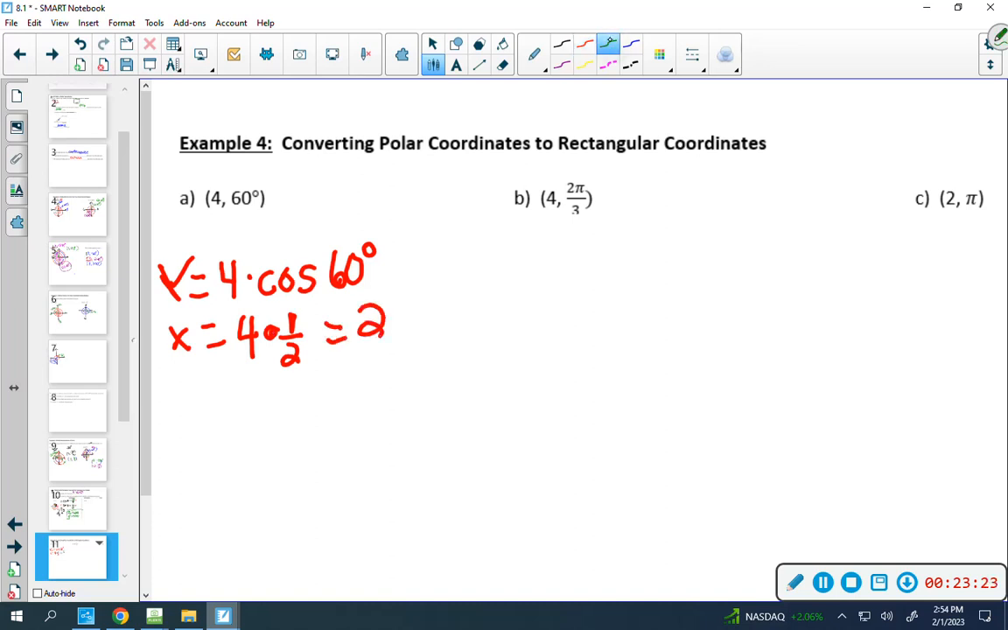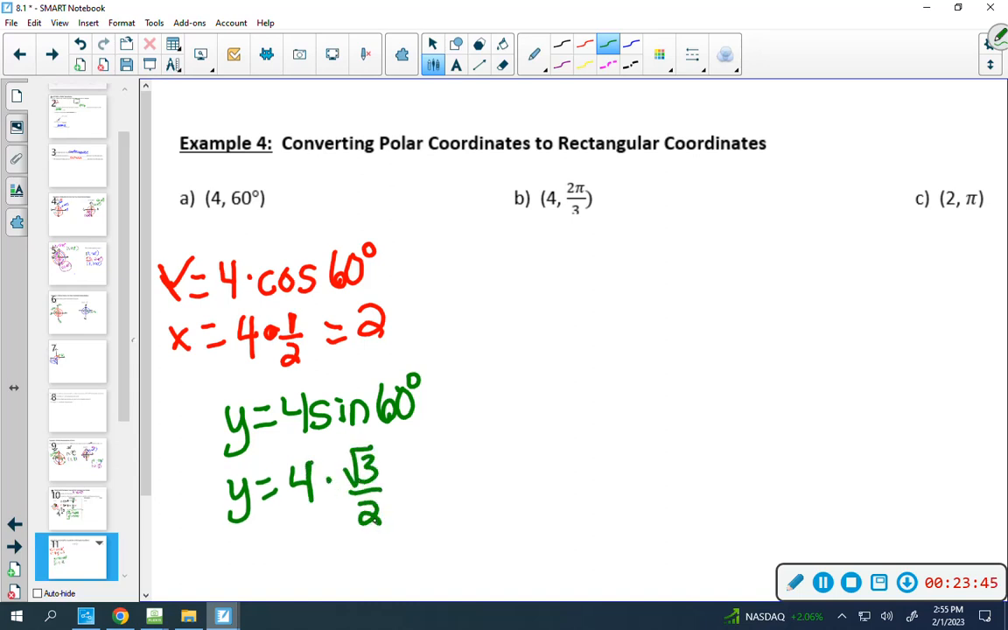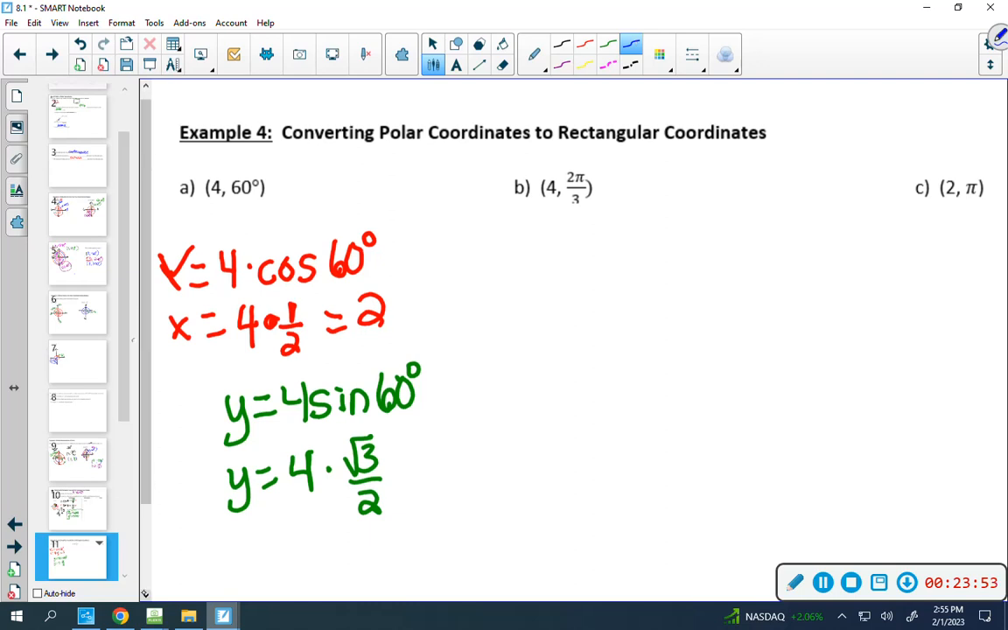Then to do the y, I'm going to do the radius times the sine, because y is your up and down. Sine of 60, get that off your circle. What's sine of 60? Square root of 3 over 2. And I'm just going to reduce the 4 and 2 down to 2 square roots of 3. So for my final answer, I have my x coordinate, which we got as 2, and then my y, where we reduced 4 over 2 to 2 root 3. So there are your x, y coordinates.